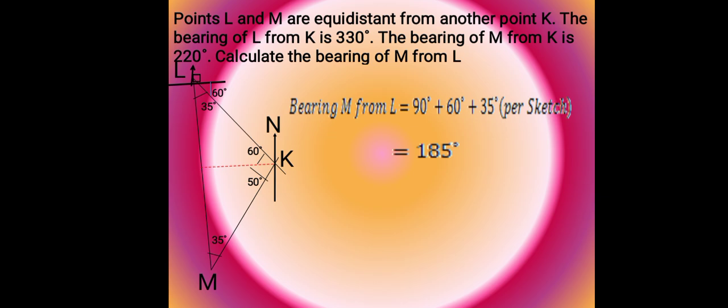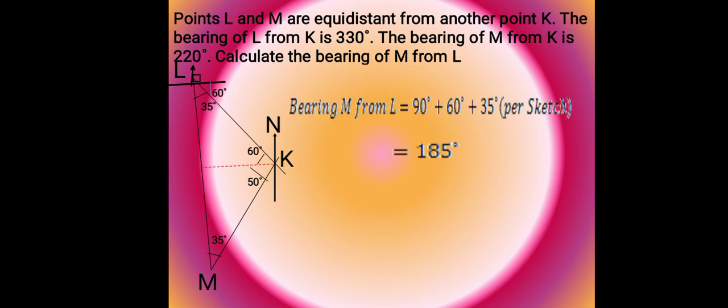Points L and M are equidistant from another point K. The bearing of L from K is 330 degrees. The bearing of M from K is 220 degrees. Calculate the bearing of M from L. Now I have sketched the diagram to show where L is and where M is. I have shown now the bearings.